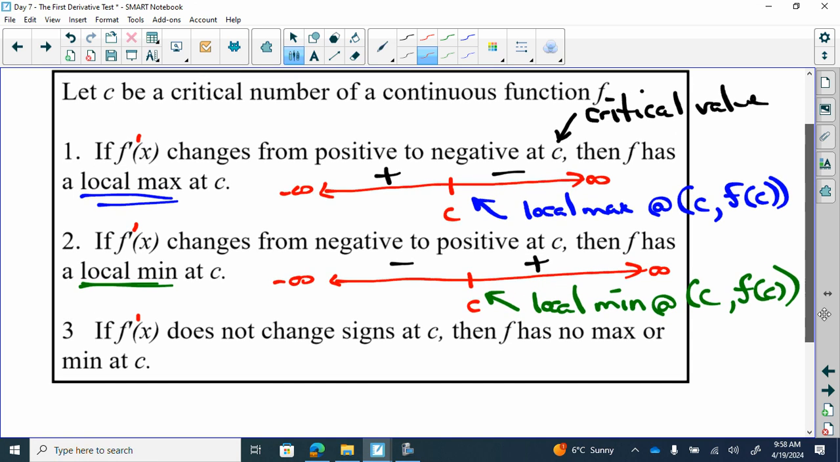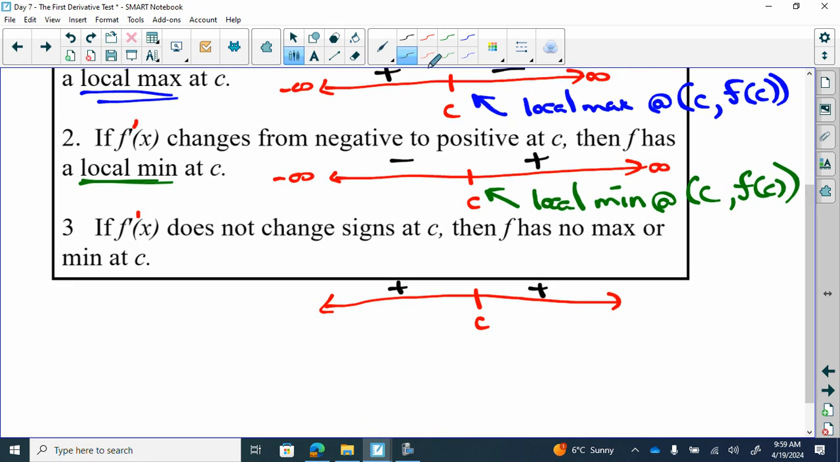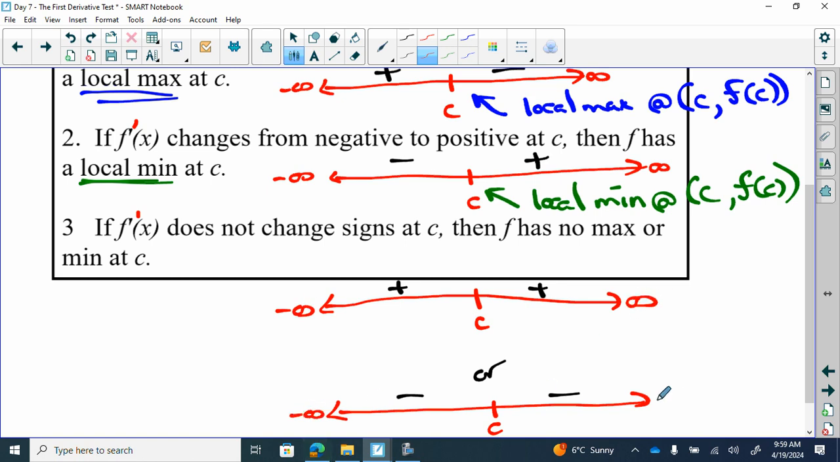And finally, the last one says, if it does not change, so if your number line looks like this, if it goes increasing on the left of c and then increasing on the right of c, or if it's decreasing on the left of c and decreasing on the right of c, that means you have no max or no min.